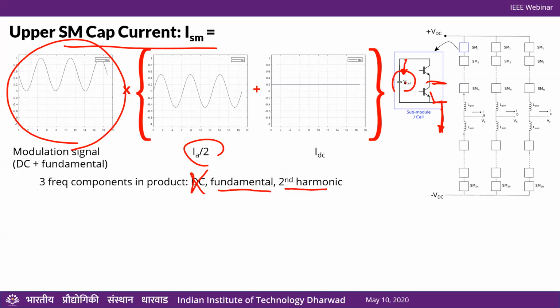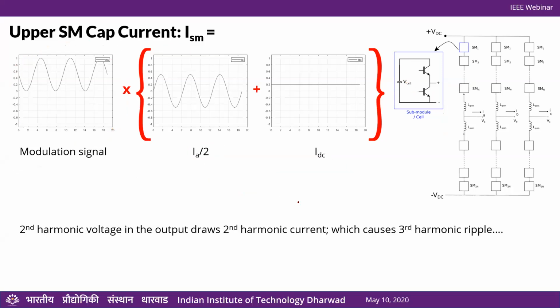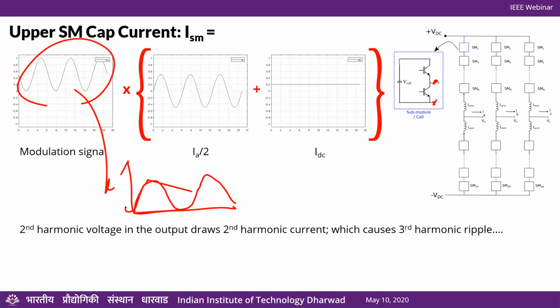Fundamental will be there because obviously IA by 2 has to flow through all of these, and second harmonic will be there, right? Now, what this means is that this V cell, instead of being DC, is going to have DC plus a fundamental ripple on top of it, plus a second harmonic ripple on top of it. Okay. So now, we expected that the output should be only fundamental, right? Because we want this modulation signal to generate a voltage that is again only this, DC offset, but only fundamental.